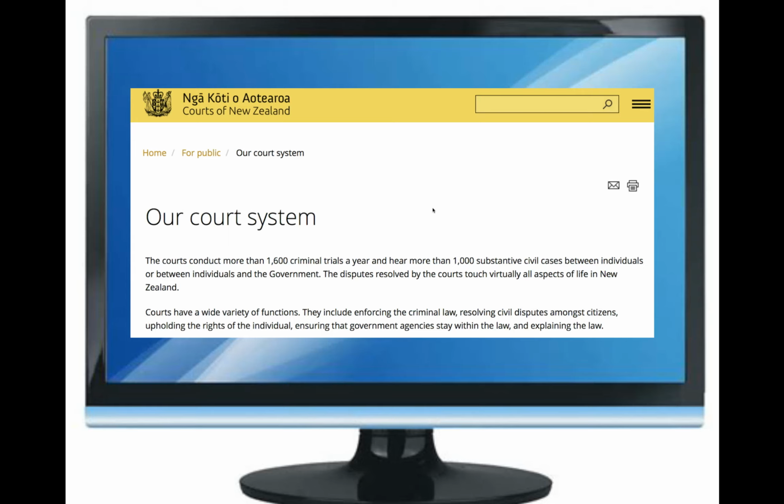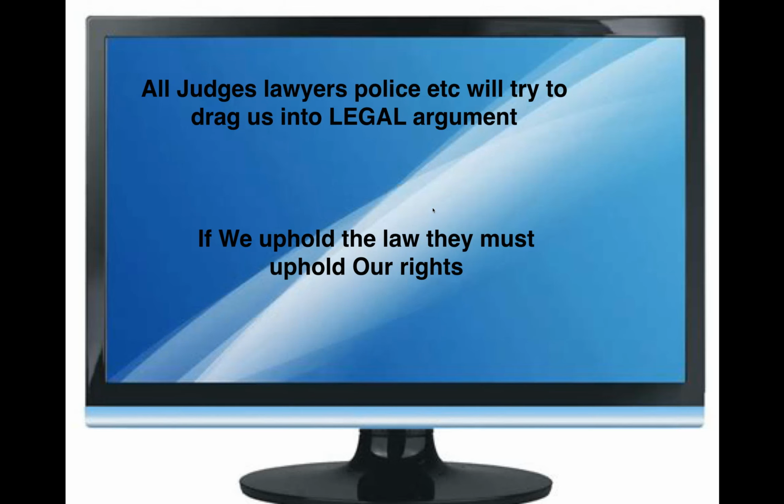But if you look at the next paragraph down, courts have a wide variety of functions. They include enforcing the criminal law, resolving civil disputes among citizens, upholding the rights of the individuals, ensuring that government agencies stay within the law, and explaining the law. So the courts must stay within the law, and they must explain the law to us if our rights are being infringed. So how does that not happen?